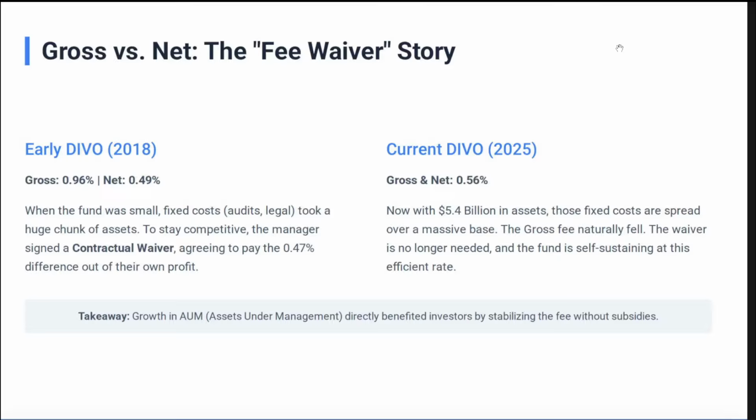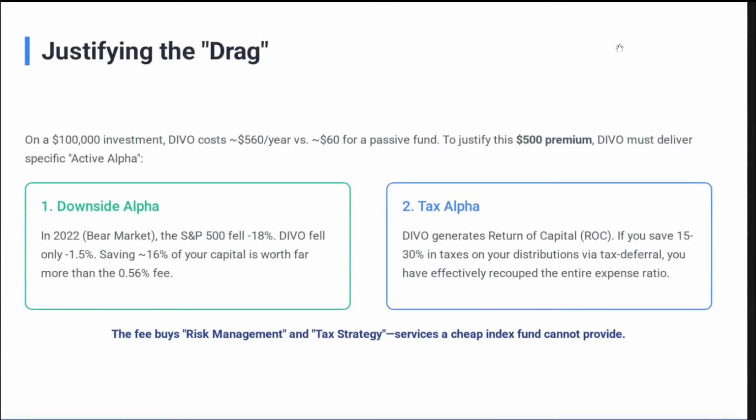The gross fee naturally fell because obviously the assets went up. The waiver is no longer needed, and the fund is self-sustaining at this efficient rate. The key takeaway: growth in assets under management directly benefits investors by stabilizing the fee without subsidies. Good thing for us. Thumbs up. Triple thumbs up. Justifying the drag, right?